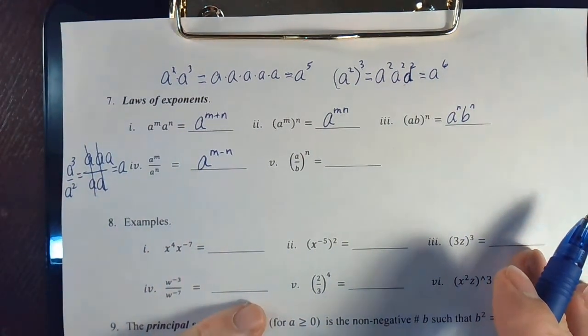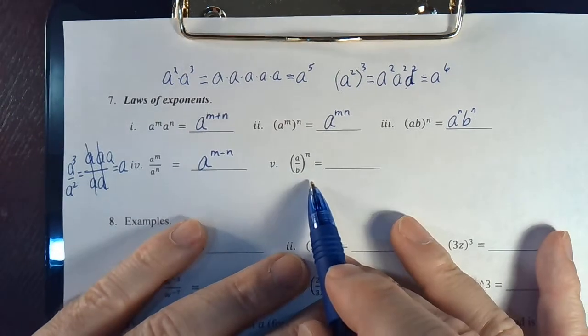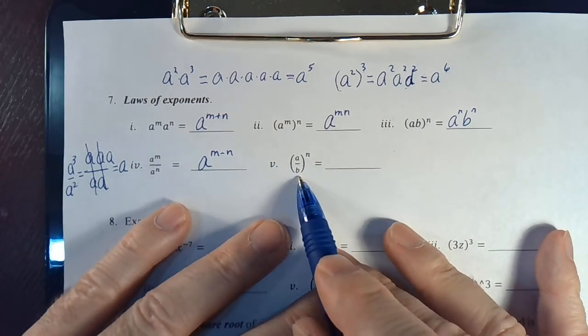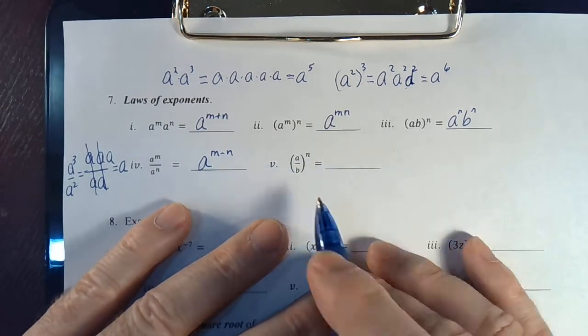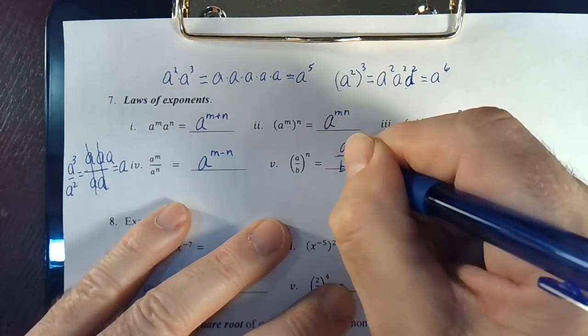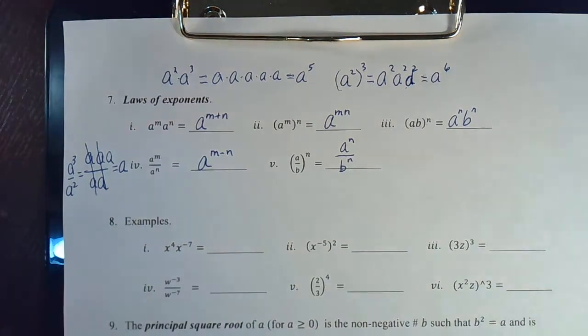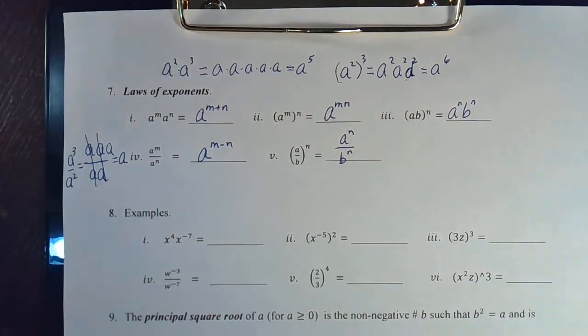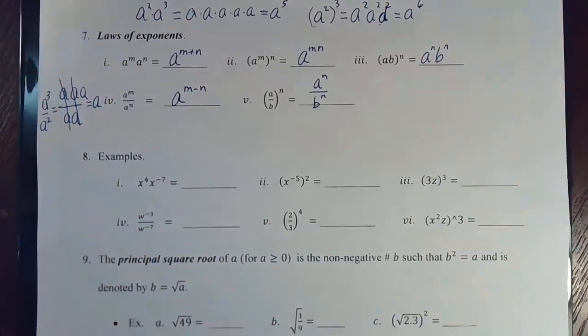Okay, the last one of these exponents is a fraction raised to an exponent. This is one we saw in a previous video. If you have a fraction raised to an exponent, you can take the numerator and raise it to the exponent over the denominator raised to the exponent. Now let's do some examples.